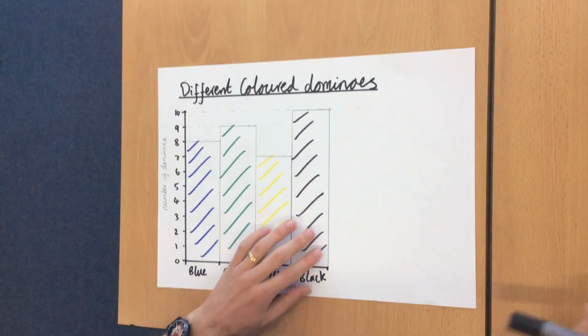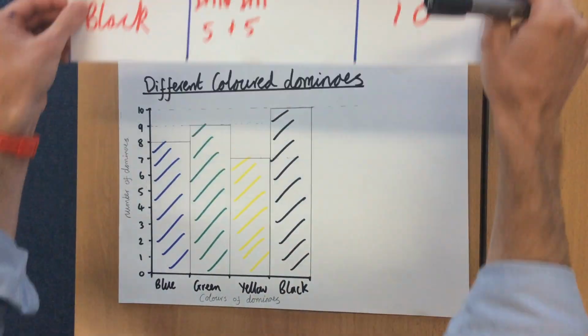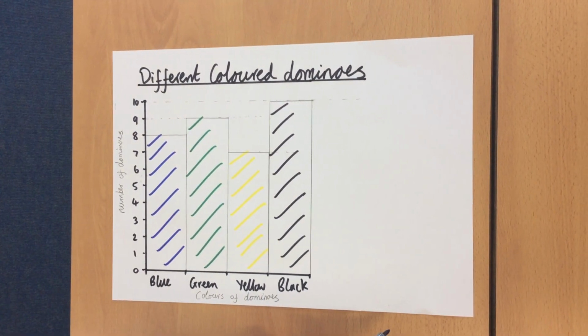So there we are, year 4s. That is how you take the data that we created yesterday and turn it into a beautiful and lovely bar chart. So there you are.